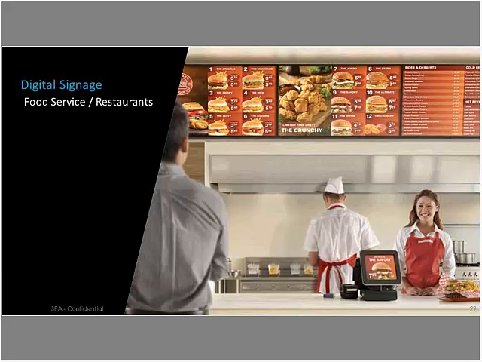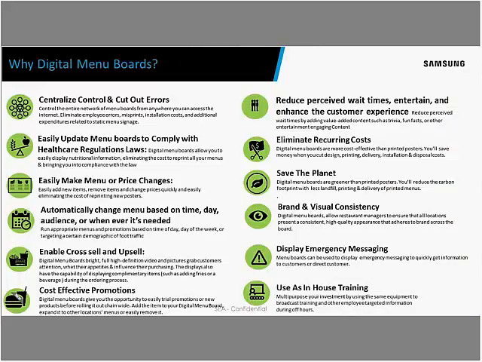The last vertical that we're going to touch today is food and restaurants. Food and restaurants use digital signage both inside and outside for menu boards. Also, to bring people in, they have promotions on them. And what's great about this is that menu boards really allow these types of organizations to make changes automatically based on time of day, audience, or whenever it's needed. It also allows them to easily update menu boards to comply with health care regulations.